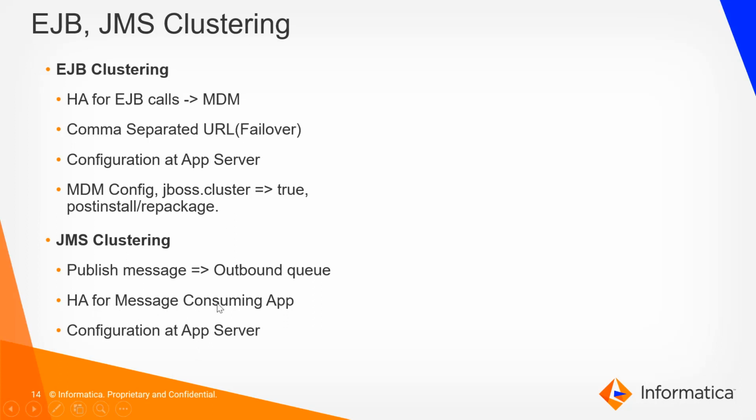Your application will be consuming the messages from the outbound queue. So if you have the JMS clustering setup done and one of the nodes goes down, then the consuming application will have access to the messages from the other nodes, right? Again, this configuration has to be done at the app server level.